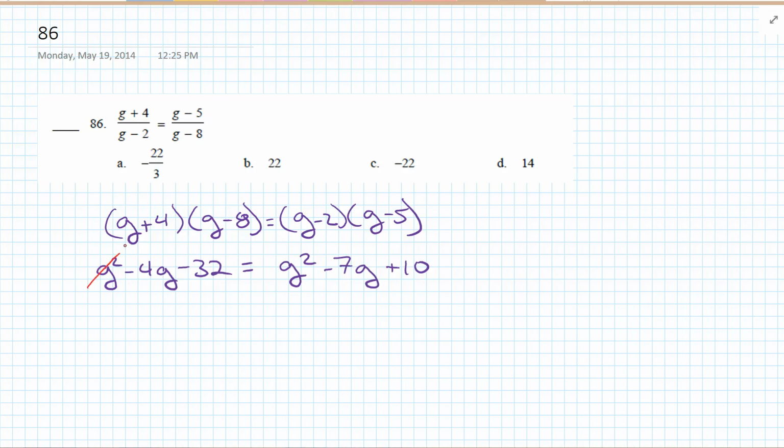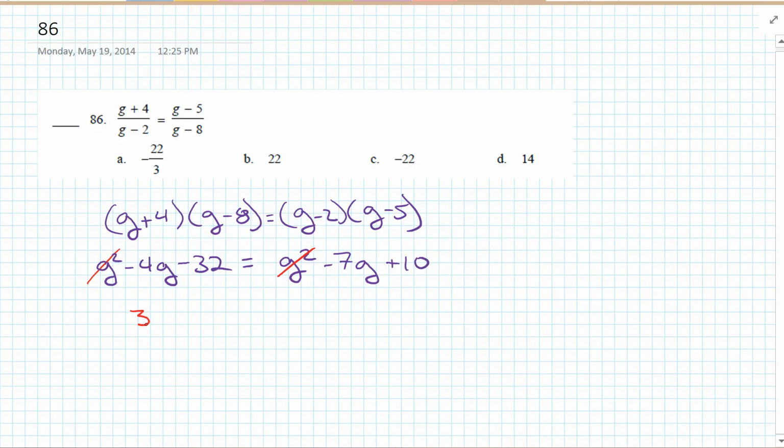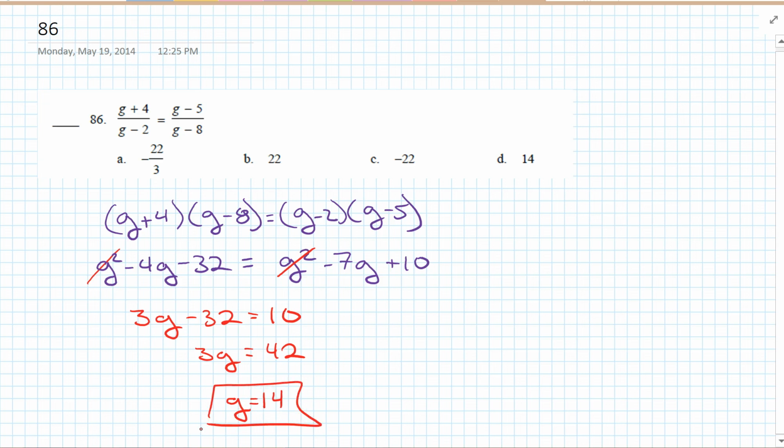So we notice the G squared cancels. I'm going to add 7G to each side. So I'm going to get 3G minus 32 equals 10. Add 32 to each side. 3G equals 42. Divide everything by 3. G equals 14. Answer's D.